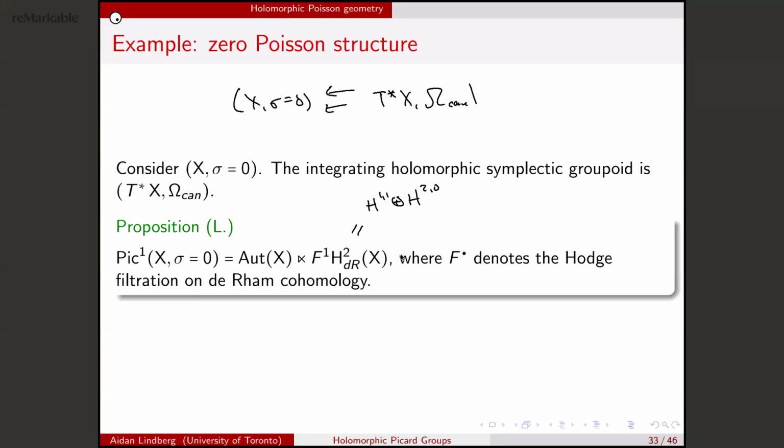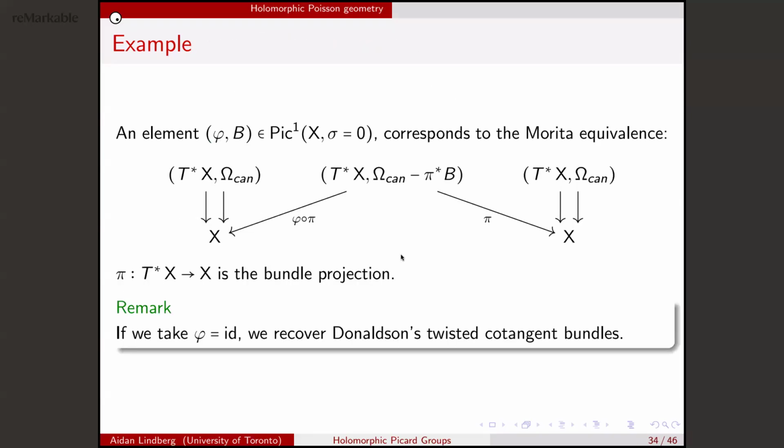Okay, so why is this true? Given something in here, so an automorphism and a two form, or a cohomology class here, we can produce the following Morita equivalence. So the bibundle, the Morita equivalence as a manifold is just going to be T star X again.